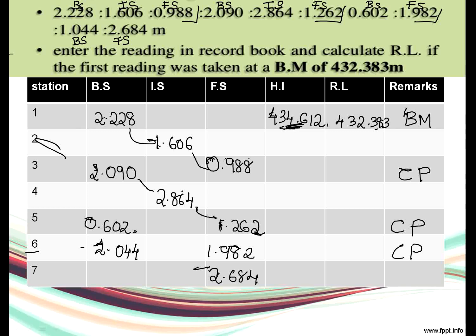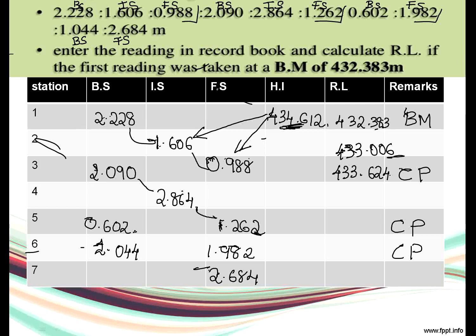For all these three readings, 2.228, 1.606 and 0.988, the height of instrument will be the same, because you have taken all these observations from the same instrument station. Then what will be the RLs of points 2 and 3? You will get them by subtracting: height of instrument minus intermediate sight, and height of instrument minus foresight will give you the RL values. So you can note down the RL values as 433.006 and 433.624.